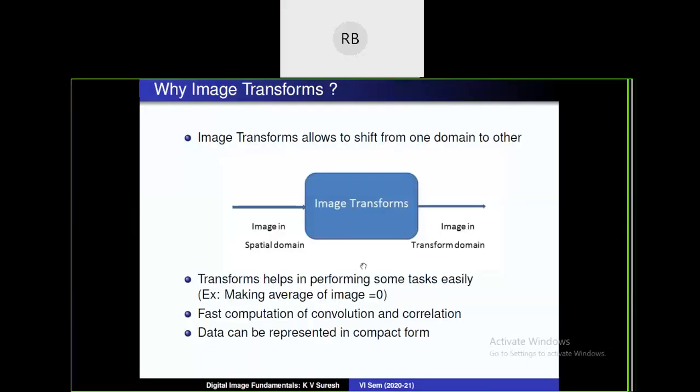Yes, sir. Okay. So we tried understanding image transforms. We understood that it takes an image from the spatial domain to the transform domain. And we also saw the advantage of doing image transforms. It could be in terms of reducing the task or complexity of some operations in the spatial domain, increasing the speed of computation, particularly convolution and correlation, and representing the data in compact form. These are the three advantages when we take an image from the spatial domain to the transform domain.